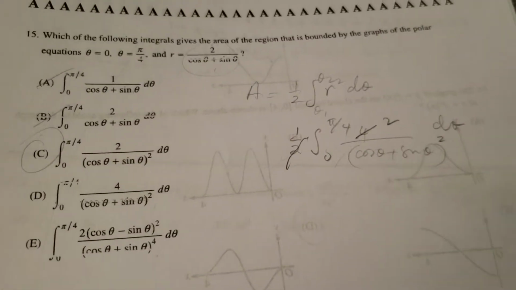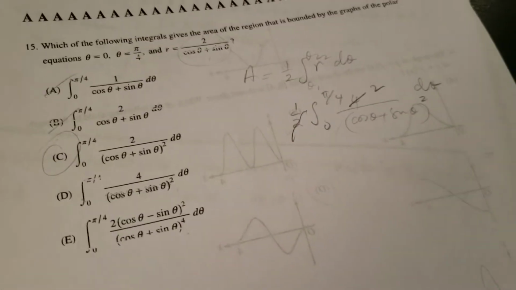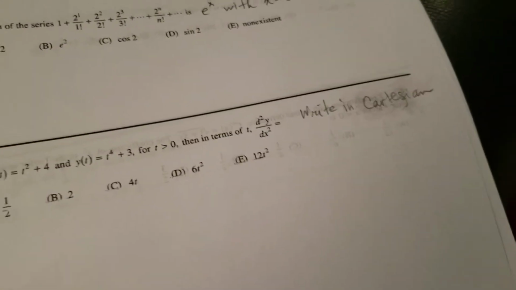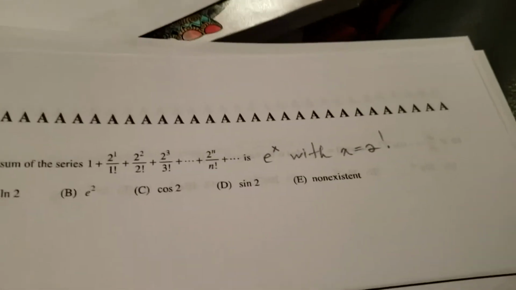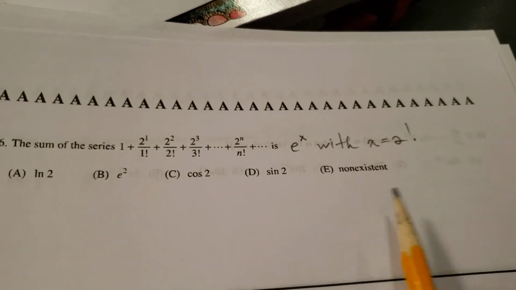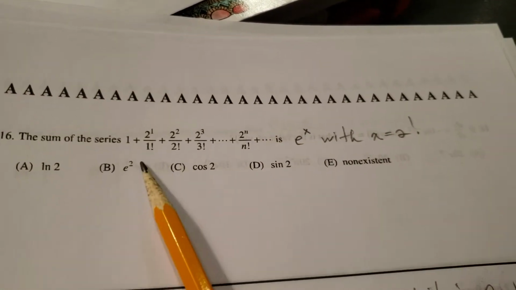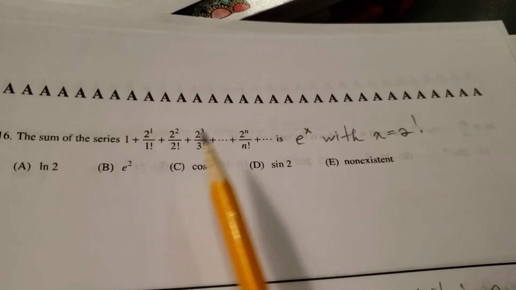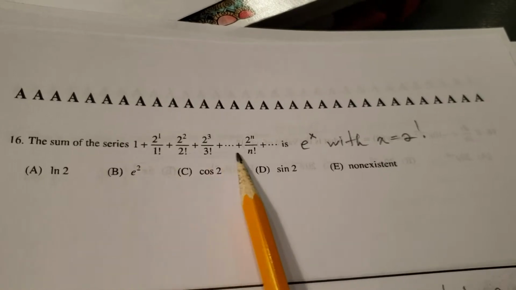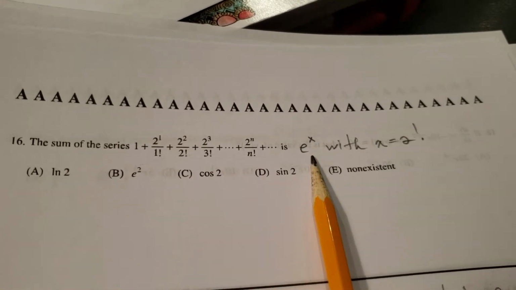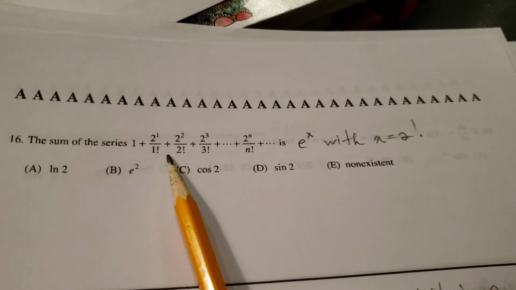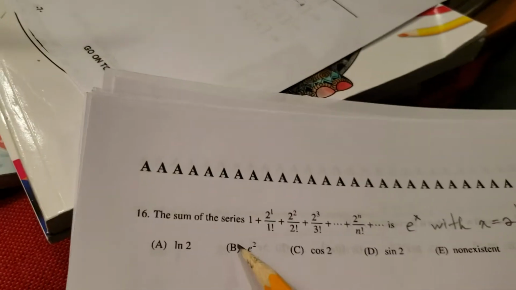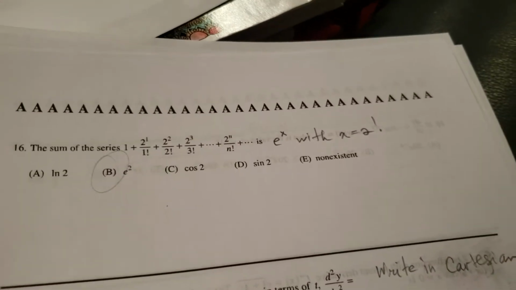Moving on. 16. What do we have here? So just notice that this is testing your Maclaurin series memorization. This is just the e to the x series, but x has been replaced with 2. So the sum is e squared. So it's choice B. There's no math, just know your formulas.